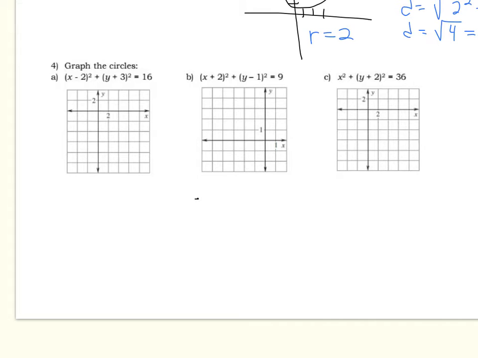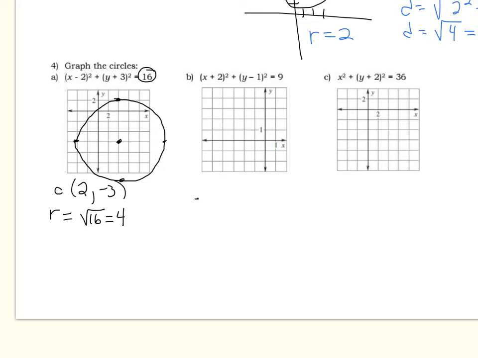So let's graph a couple circles just by finding what the center and the radius are. So this first one, the center, we just take the opposite in the parentheses. So this would be 2, negative 3. And again, this is r squared, so the radius would be the square root of 16, which is 4. So 2, negative 3, there's my center. And if I go out 4 in a couple different directions, some might go off the page, but it's okay. There is my circle. So that's a circle with center 2, negative 3, and a radius of 4.